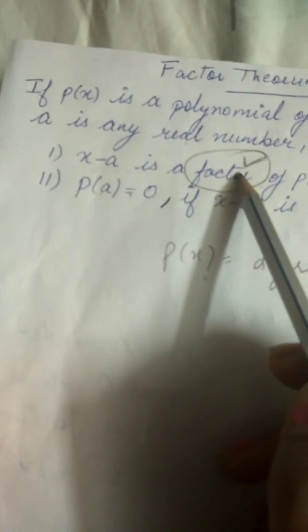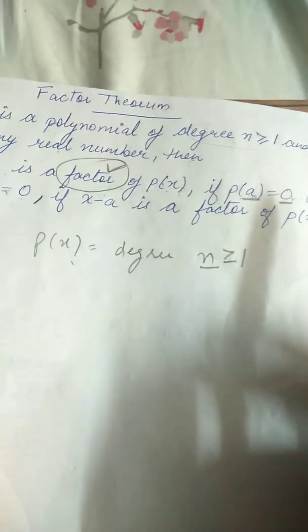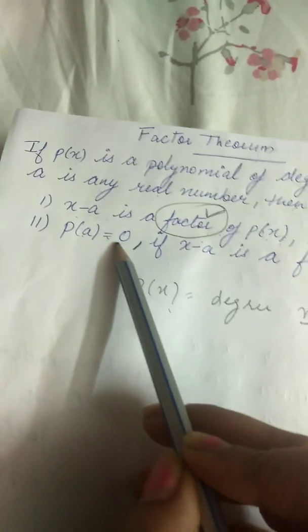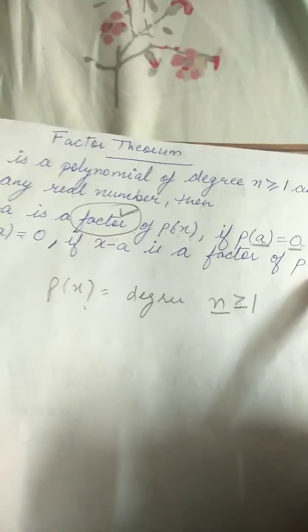And the converse part is also true. What does the converse part say? That means if we have already been given that p(a) is 0, then definitely x minus a is a factor of p(x). Now the converse part is also true. What is the converse part? That p(a) is 0 if x minus a is a factor of p(x).